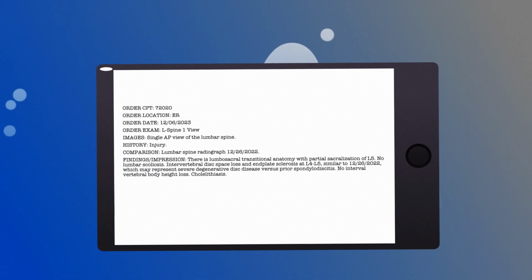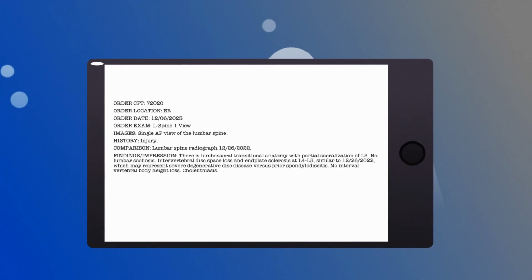Cholelithiasis. In this example, the exam was ordered as L-spine 1 view, and the radiologist confirms single AP view of the lumbar spine. This confirms a one-view lumbar spine X-ray, so 72020 is the correct CPT code.